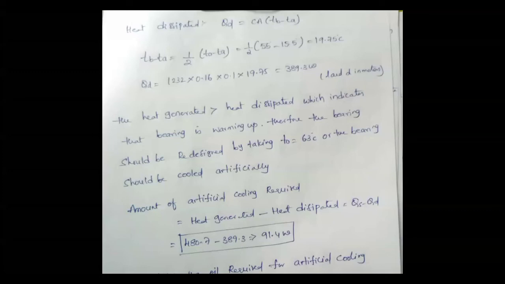What is the relation? Amount of the heat generated and amount of the heat dissipated. Now you'll observe that the amount of heat generation is more than the amount of heat dissipated.